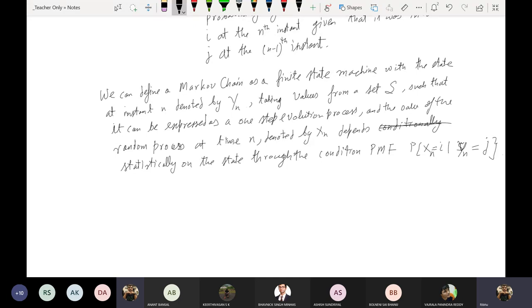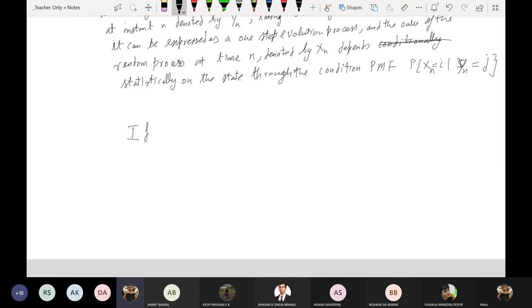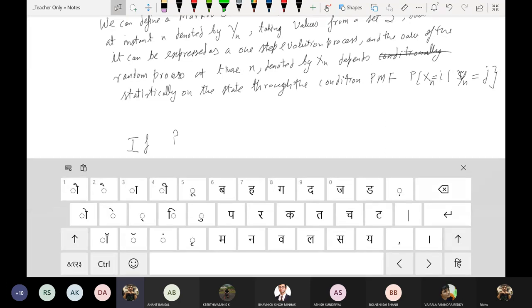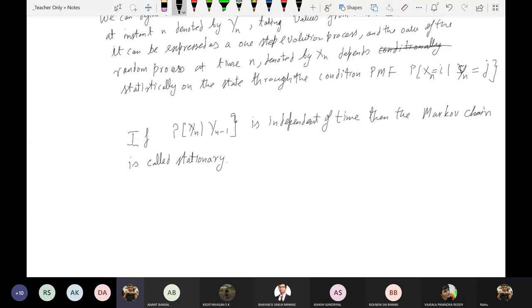Fine. If the conditional PMF of yn given yn minus 1 is independent of time, then the Markov chain is called stationary. Homogeneous. It's called homogeneous. Fine.